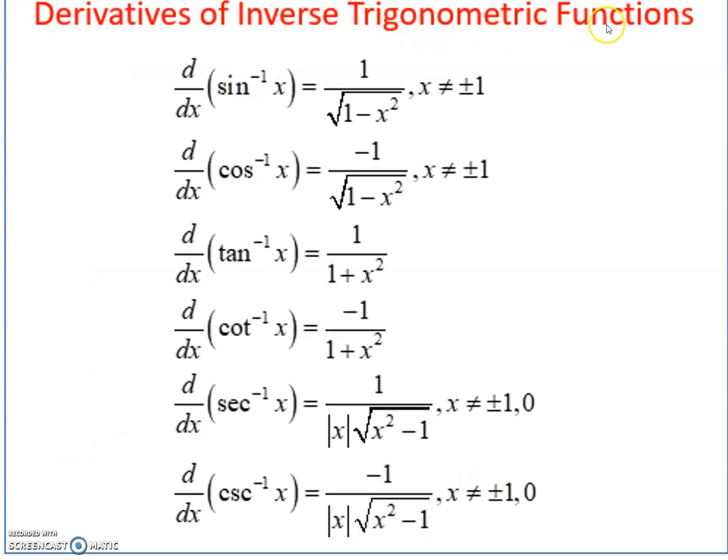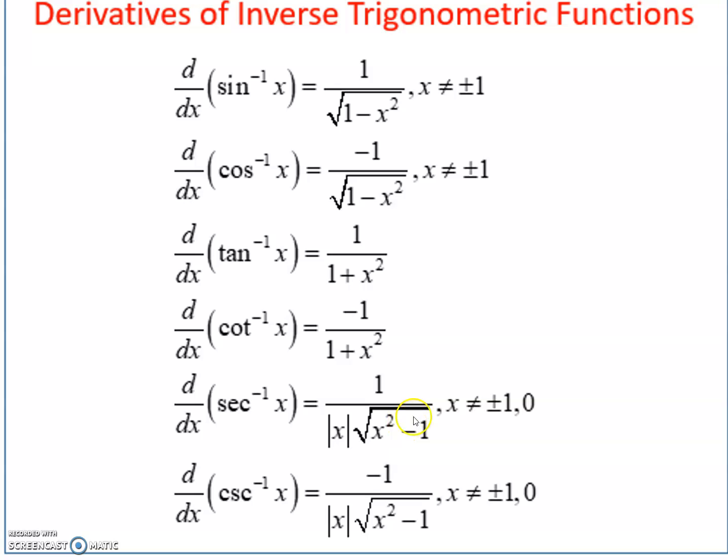Derivative of inverse trigonometric functions. Derivative of sin inverse x is equal to 1 upon under root 1 minus x square, where x not equal to plus minus 1. Derivative of cos inverse x is minus 1 upon under root 1 minus x square, x not equal to plus minus 1. Derivative of tan inverse x is 1 upon 1 plus x square. Derivative of cot inverse x is minus 1 upon 1 plus x square.